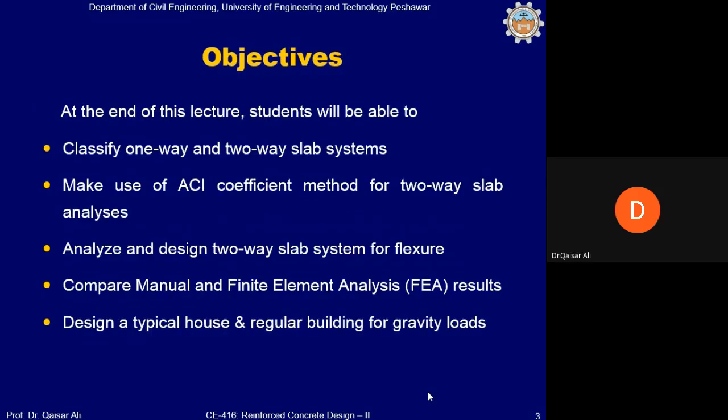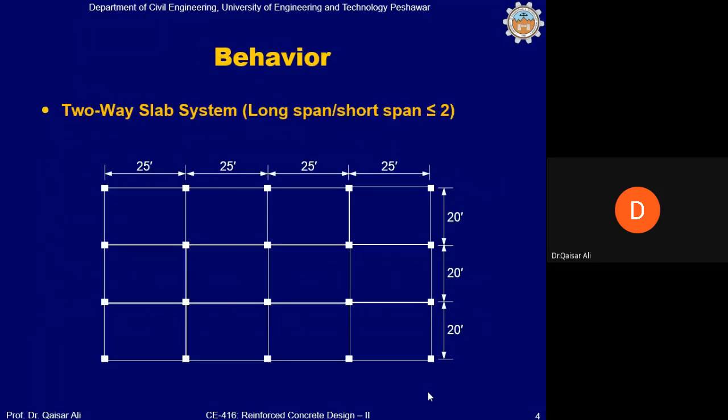These are the objectives of this lecture. We are already familiar with one-way and two-way slab systems. ACI coefficient method for two-way slab analysis and design of two-way slab system for flexure, comparison of manual, that is ACI coefficient method results, and finite element analysis results, and finally design of a typical house and a regular building for gravity loads.